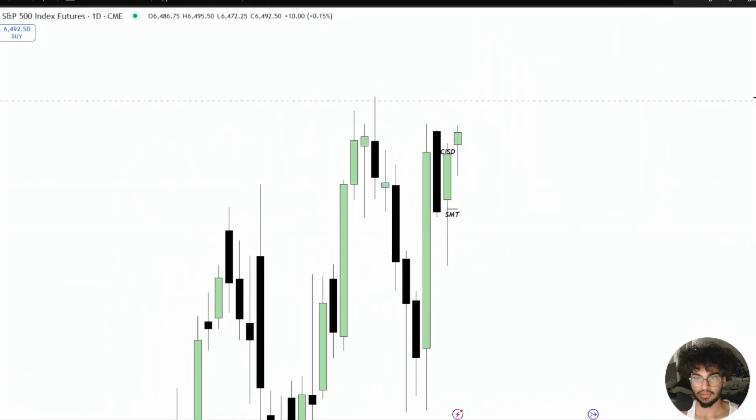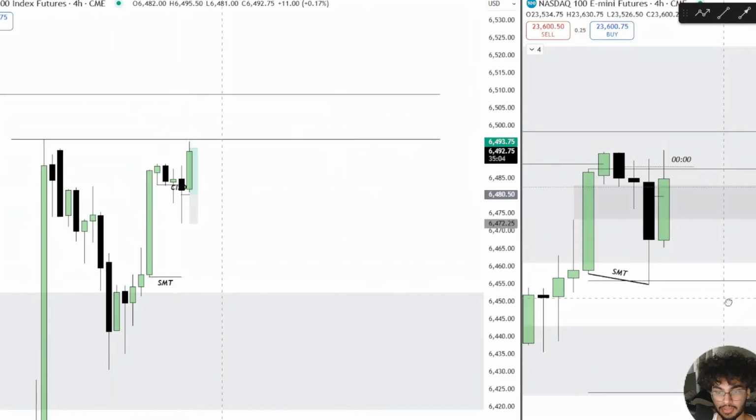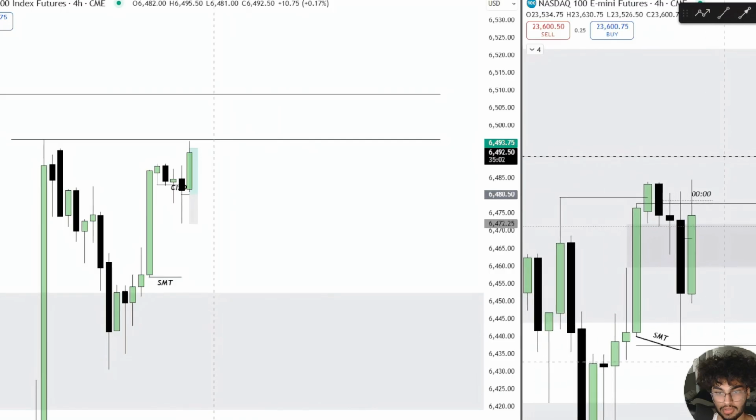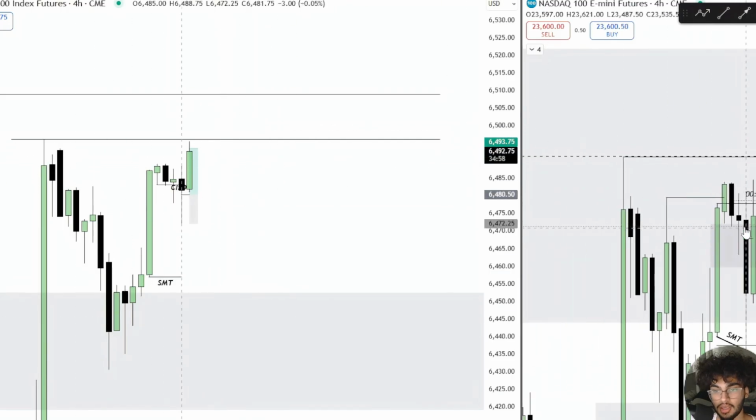We had this nice daily fair value gap here in ES that we tapped into, and we had a lot of the daily external range liquidity resting, as well as this liquidity up here resting. And there's the Nasdaq here as well. We go down to the lower time frame, the 4-hour chart, to actually look for our structure. And as you can see, we swept out these Asian session highs here on Nasdaq.